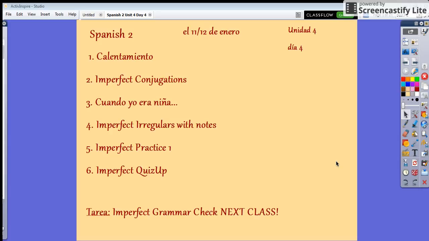Hi, I'm Señora Santiago, and today I'll be going over the imperfect tense with you guys. Last class, you hopefully started going over the yo form of the imperfect tense, but now we want to look at the rest of the imperfect tense and figure out what the new endings are that we need to learn and if there are any irregulars to the imperfect tense.